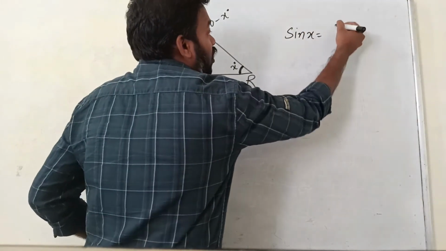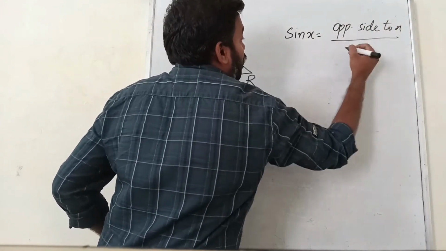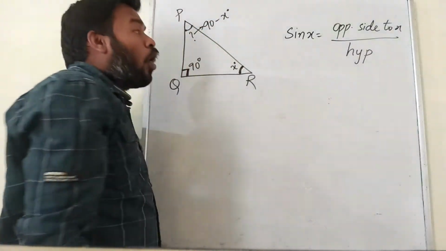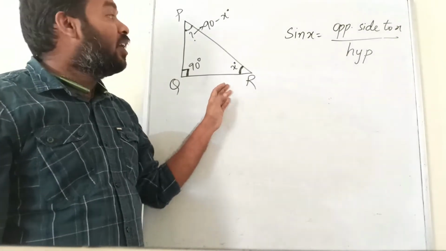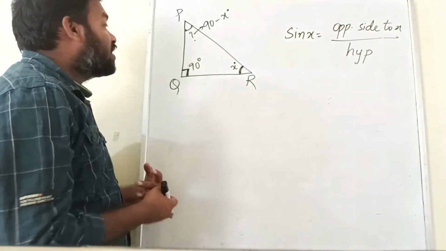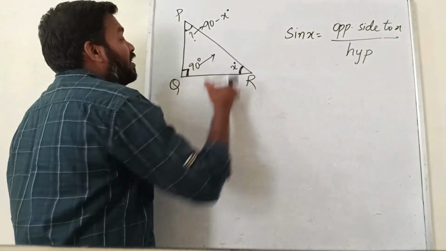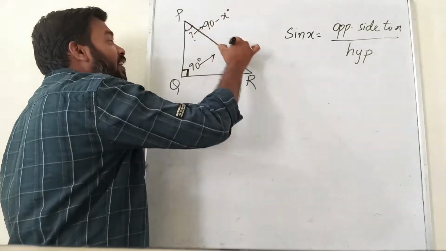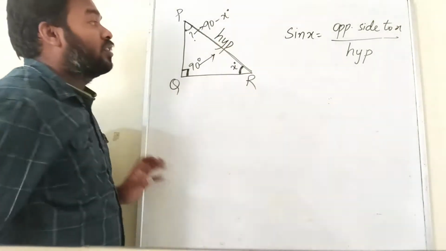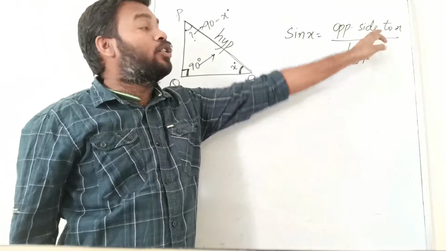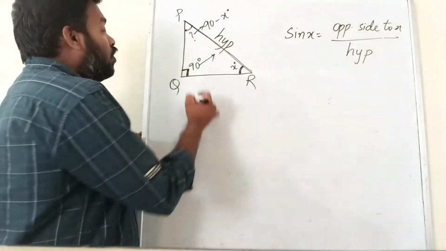First, sin x, that is opposite side to x by hypotenuse. Here we have opposite side to x. First, we need to see what is opposite side to x and what is hypotenuse. So, what is hypotenuse in this right angle triangle? The side opposite to 90 degrees, or the longest side in the right angle triangle, is the hypotenuse. So, this will be our hypotenuse. And the opposite side to x, the side which is opposite to x, we need to see.